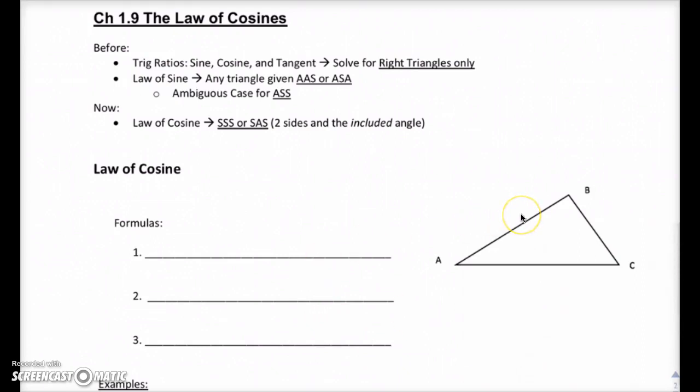Alright, so the law of cosines. Before, right, we talked about trig ratios, our sine, cosine, tangent. And remember, we can only use that for right triangles. And then later we leveled up and we talked about the law of sines, which can be used for any triangle. But specifically, we only use it when we're given two angles, either angle, angle, side, or angle, side, angle. And of course, we did learn about the ambiguous case anytime we have SSA.